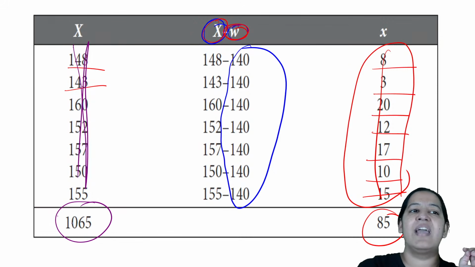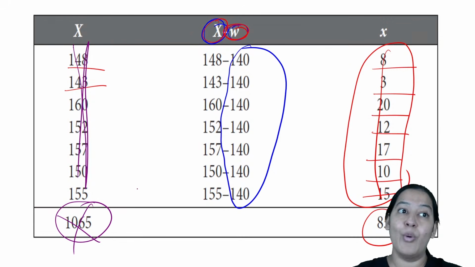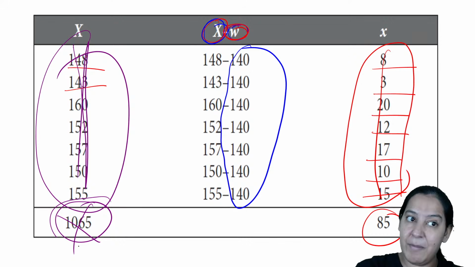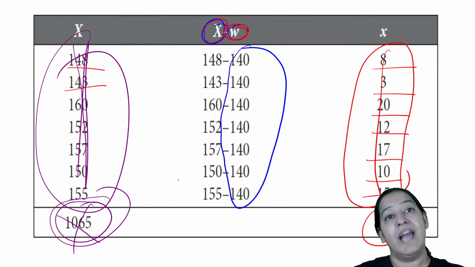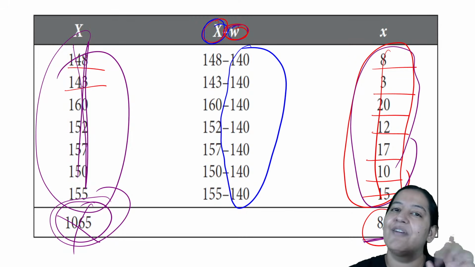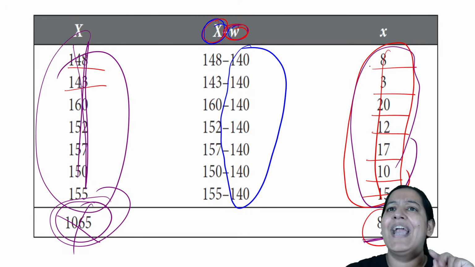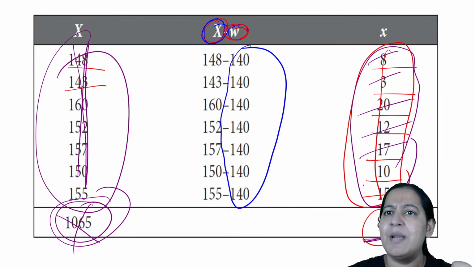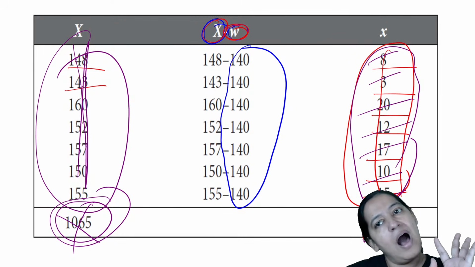You don't need to compute the sum 1065. If you take the direct method, you have to add all these and the sum will be bigger; it is tedious and will take time. If you take the indirect method, you have to sum the differences, which is relatively easier because the numbers are small. So 8 plus 3 plus 20 plus 12 plus 17 plus 10 plus 15 will be quicker. The answer is 85.